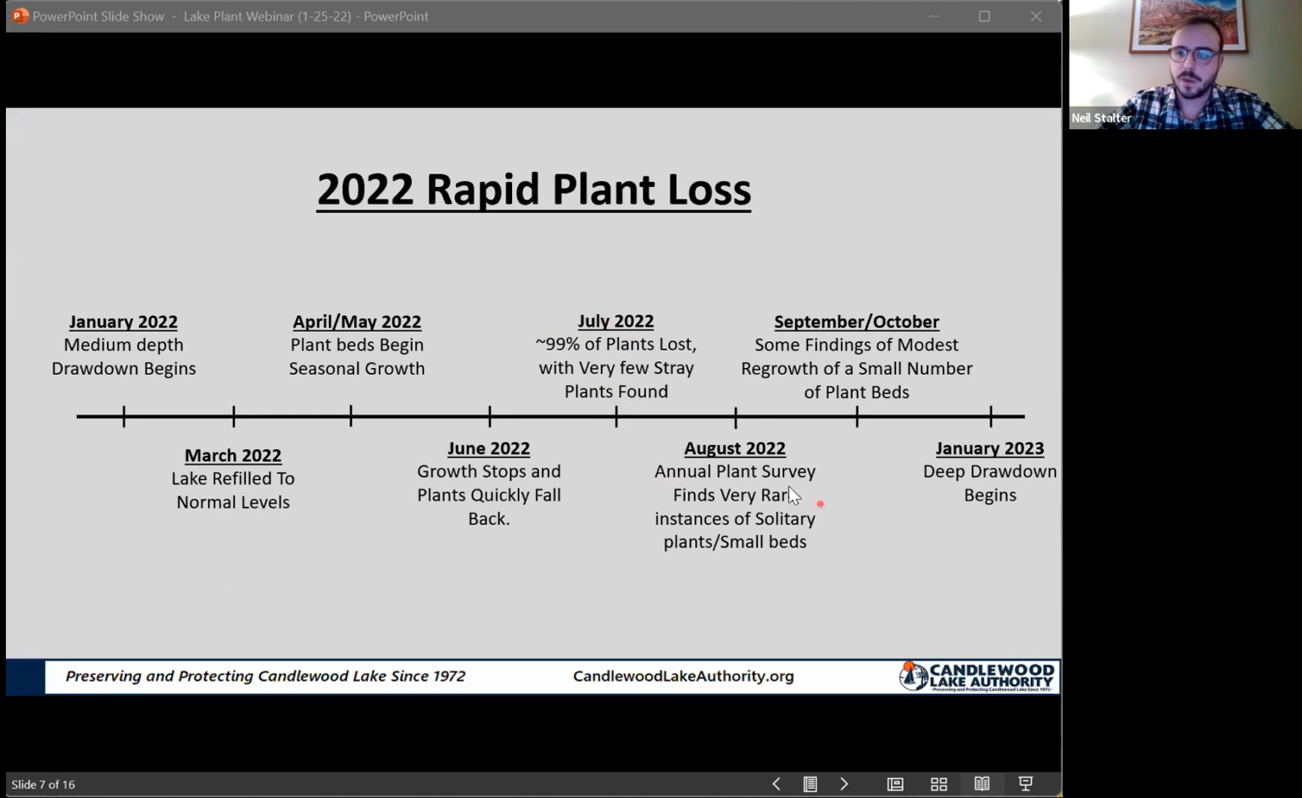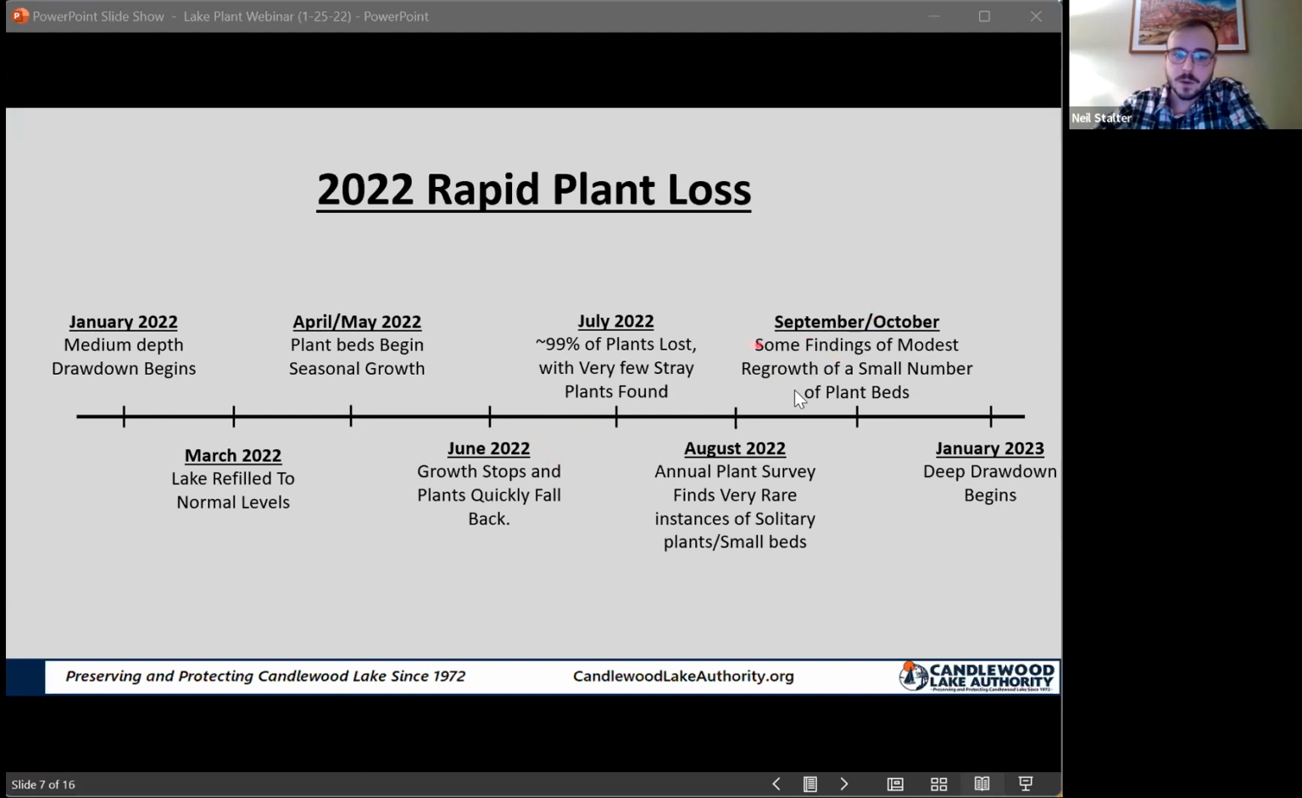August was the annual plant survey. That is conducted in August every year, so that's why it was in August again this year. This is obviously in addition to all of the smaller surveys that the CLA did, that other organizations like the Agricultural Experiment Station were doing during this year at the beginning of the season as well. So this was the main large lake survey, but there were other smaller surveys happening before it too.